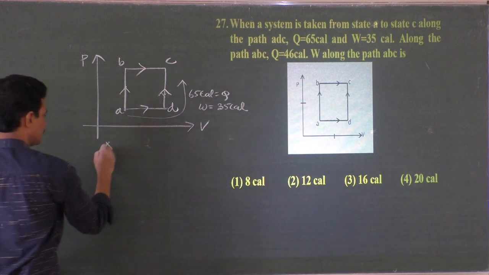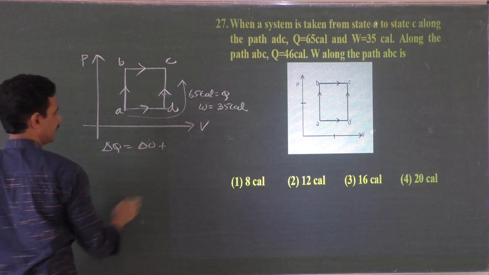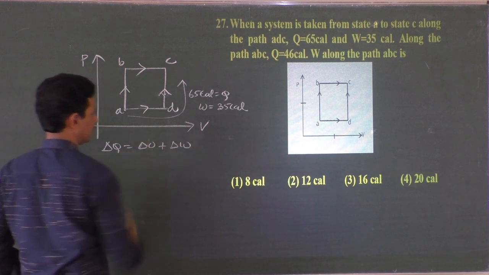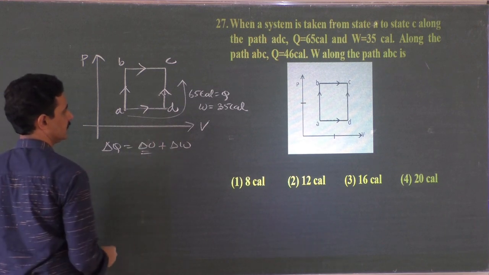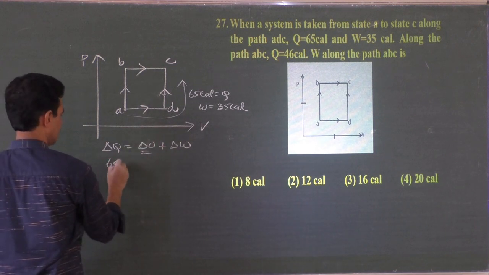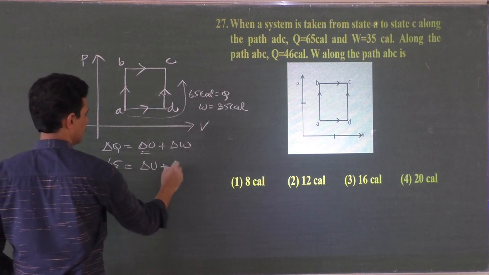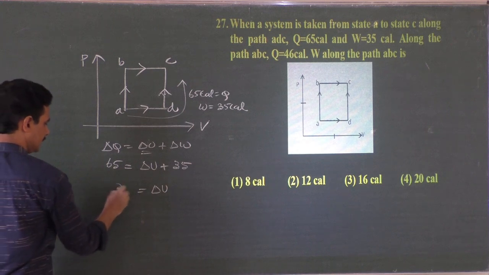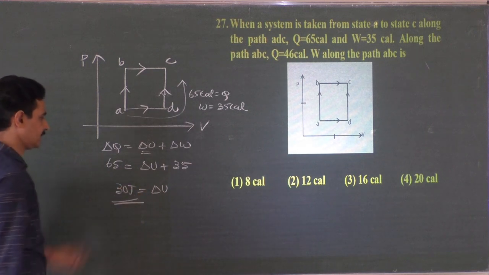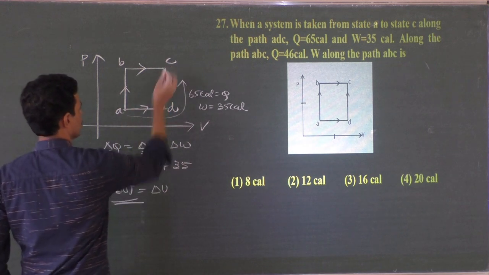Now if you use the first law of thermodynamics, heat energy absorbed is equal to increase in the internal energy plus external work done by the gas. Now what is the change in the internal energy? 65 calories of heat energy supplied. Change in the internal energy we don't know. Work done is 35. So change in the internal energy is 30 joules, 65 minus 35. That is when you move from A to B and D to C.